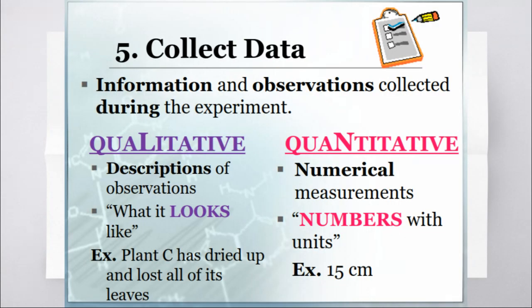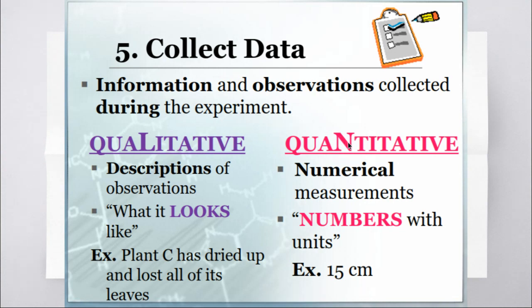When you are running the experiment, you're going to be making more observations because you're going to be observing the process as you collect data. The information and the observations during the experiment can be called either qualitative or quantitative data. Qualitative data describes what it looks like, the color of it, the plants, if it's withered up, if it's gone from green to a brown color. Those are qualitative observations, qualitative data.